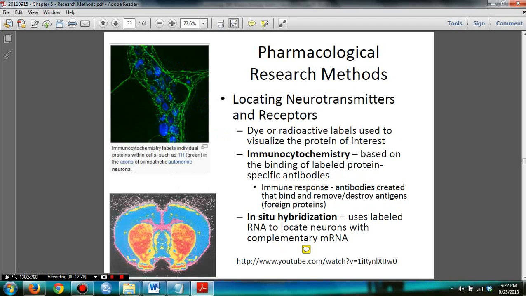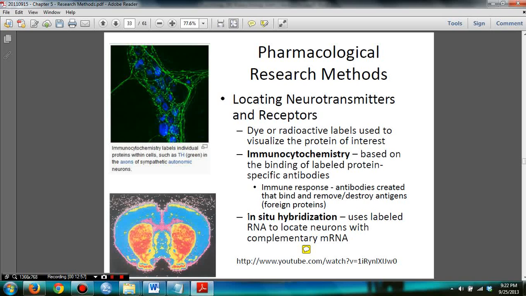Now we're moving into pharmacological research methods in which we locate neurotransmitters and receptors. Basically, there are two ways to do it. This one is immunohistochemistry. It's based on the binding of labeled protein-specific antibodies. So basically, it looks for an immune response: antibodies created that bind and destroy antigens.